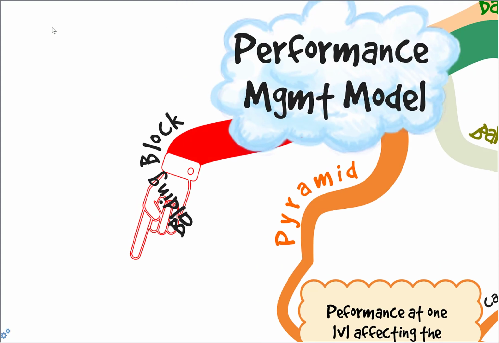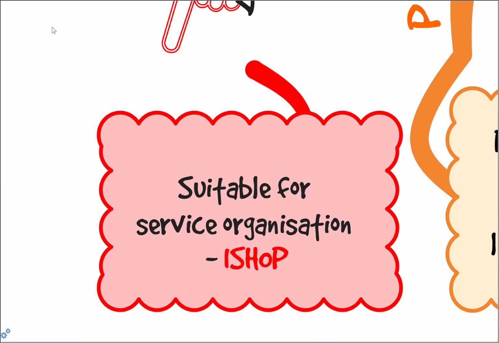Now, moving on to the last performance management model that we have here, which is the building block. Building block of performance measure is basically applied to a service organization. So what makes a service organization so unique? The uniqueness of a service organization is what I summarize as ISHOP: intangibility, simultaneity, heterogeneity, ownership, and finally perishable.